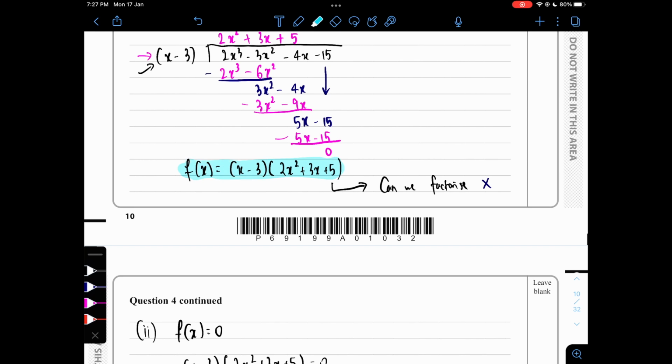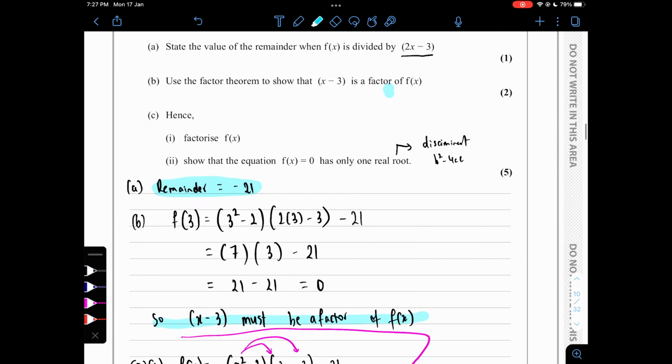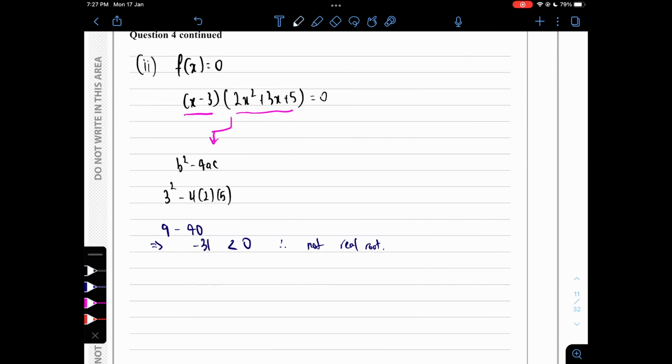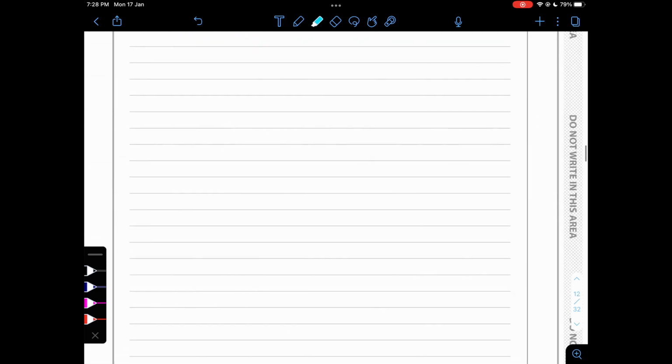And what about part II? They ask us to show it only has one real root. We proved it. So it's not a real root. So the only real root is x minus 3, which is x equals 3 is our only real root. So we proved it. All right. And how was the proof? We used b squared minus 4ac. Let's move on to question number 5.